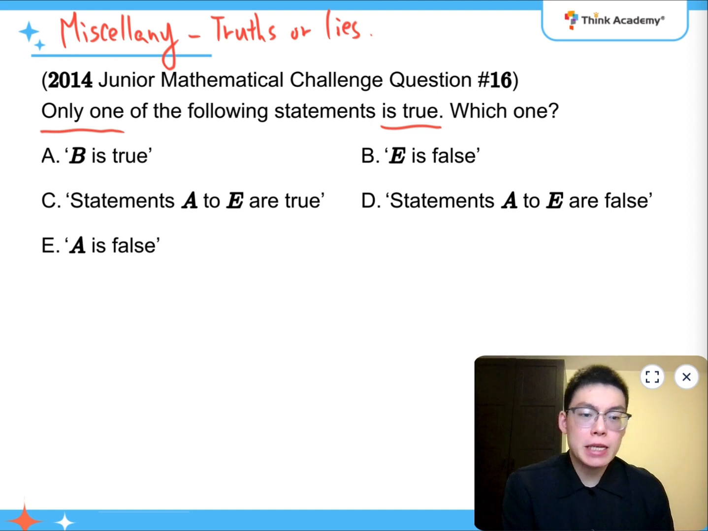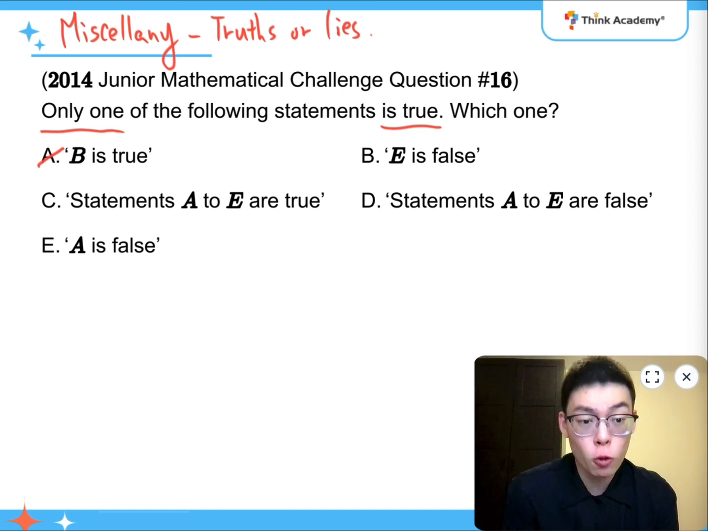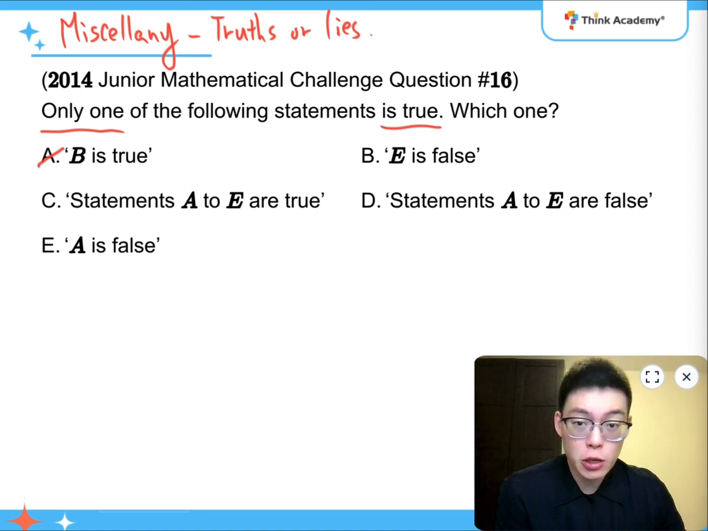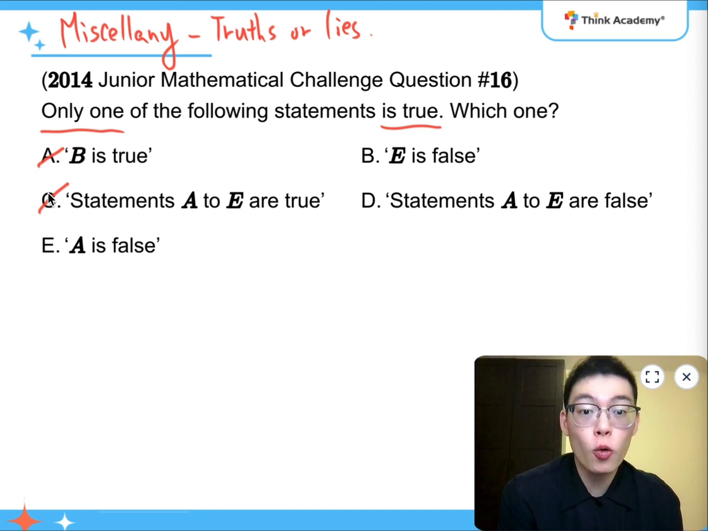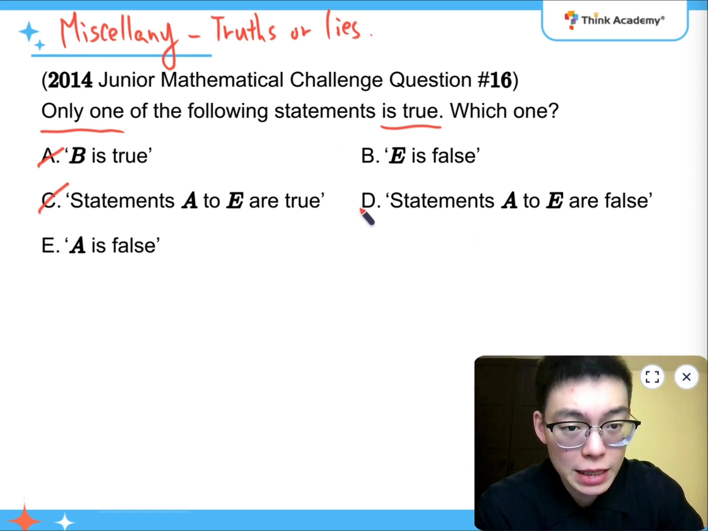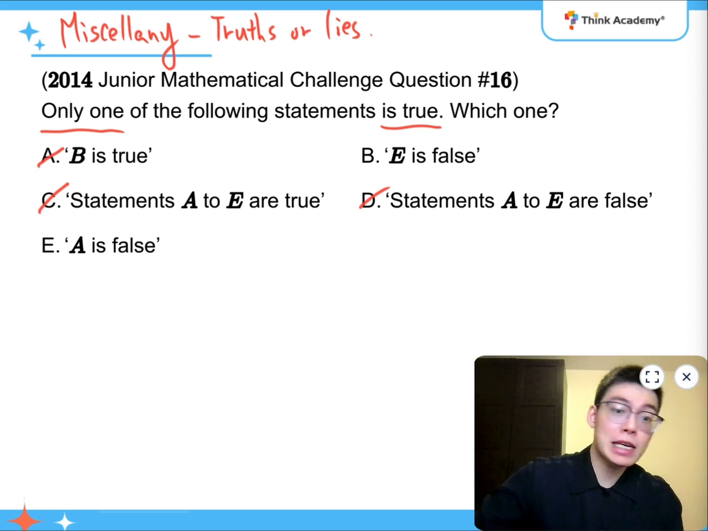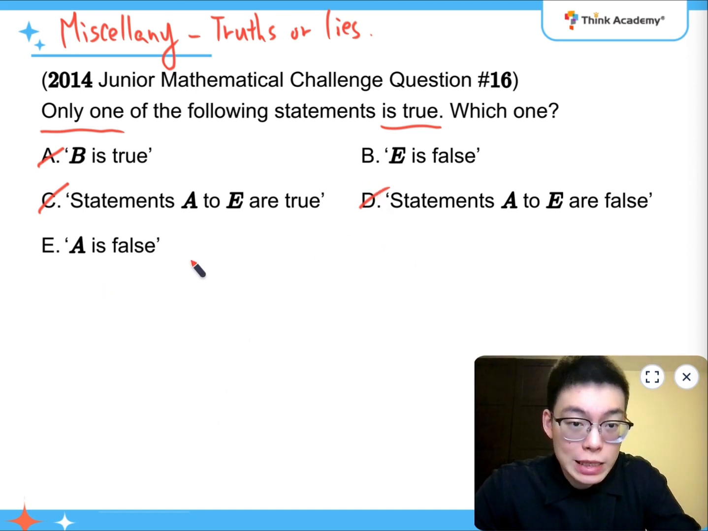So you can immediately eliminate the first one, saying that B is true, because if it is true, then B is also true, meaning that there will be more than one true. So A is not possible. C is definitely not possible either, because if all of them are true, then of course there will be more than one true. And of course, you can immediately eliminate D, which if all of them are false, then not a single one of them is true. So these 3 are contradicting with the question. Now we just have B or E left.